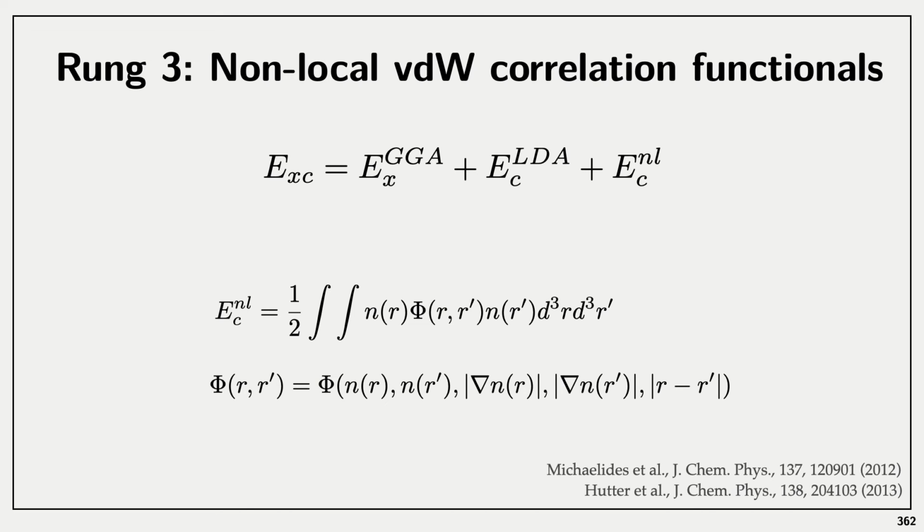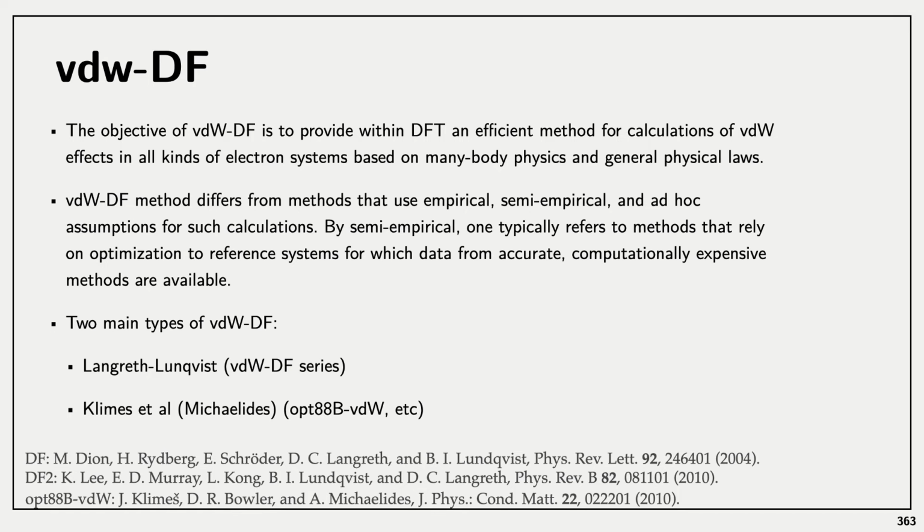I am not saying that they are necessarily superior to D3 or Tkachenko-Scheffler. Not necessarily. It's just a different perspective and maybe a path towards something universal, which we have not achieved yet. So I'm going to give you some examples here. It's easy to remember what is what, because vdW-DF means van der Waals density functional, so you're changing the density functional. There are a number of groups, like Langreth and Lundqvist, and another group like Klimeš and Michaelides, and so on, with some references here.